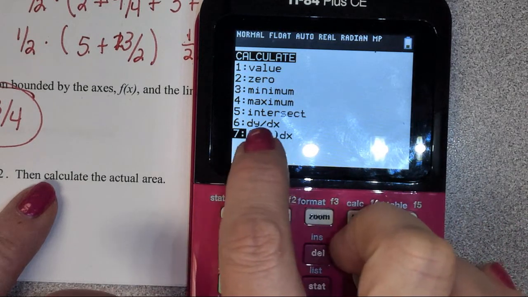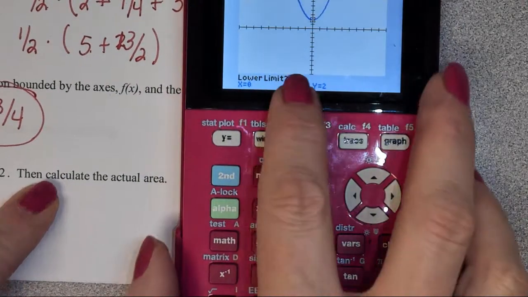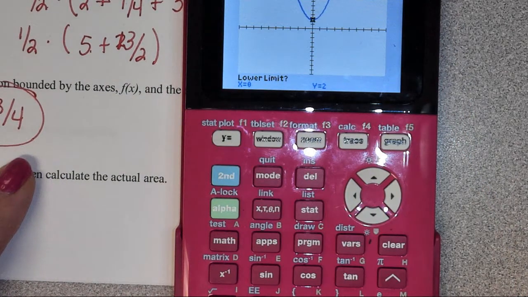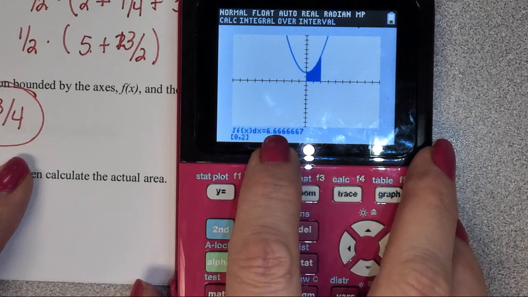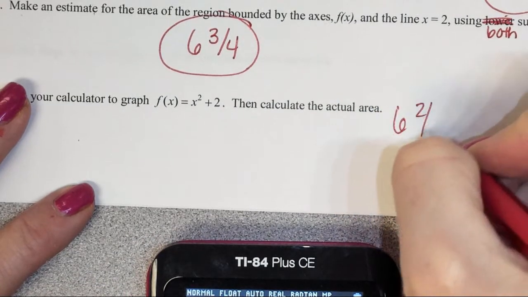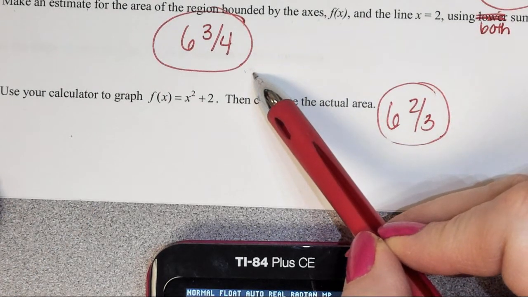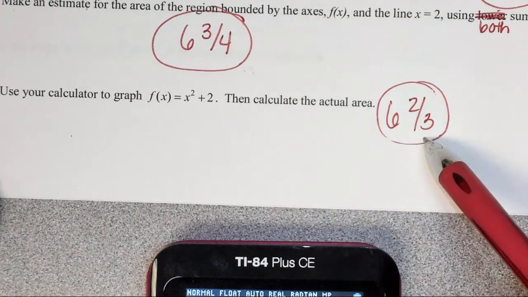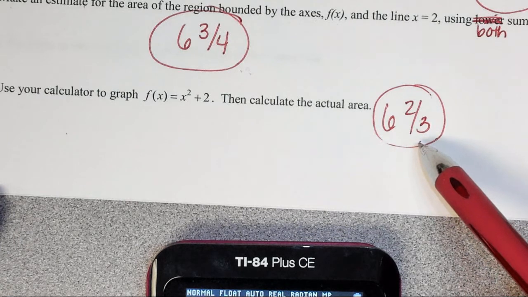Okay, this one, dy dx, gives us the slope. We want the area. And then our lower limit means our lower x value was 0. Our upper limit is our upper x value, which was 2. And it shows us that that area is 6.6 repeating, which is 6 2/3. So was that a pretty good estimate? Yeah. 0.75 and 0.66, what is that? I mean, that's only off by about 9/100 of a square unit.